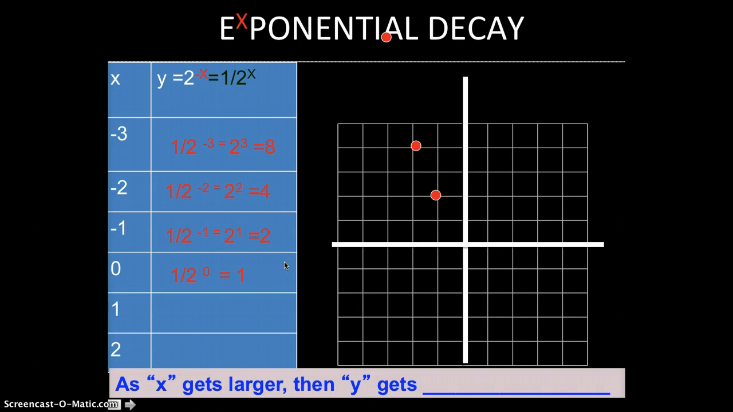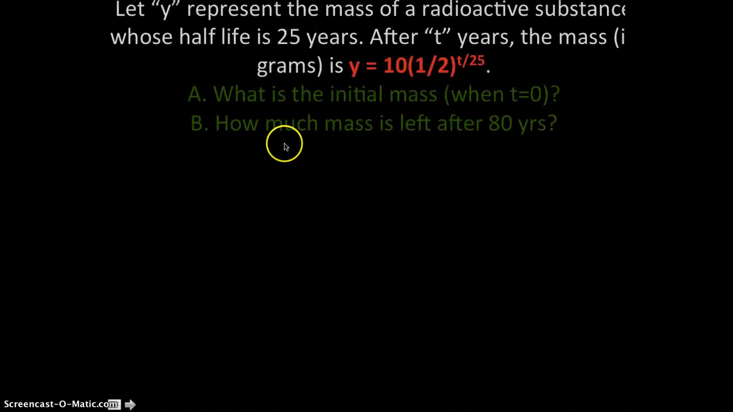So we get the point -1, 2. And then we plug in a 0, which is 1. That's an easy one. We plug in a 1, which is 1/2, and then we plug in a 2, which is 1/2 squared, 1/4. Again, you can see that in this case, as x gets larger, y gets smaller. So that's why this is called a decay. There's the horizontal asymptote still at y equals 0.